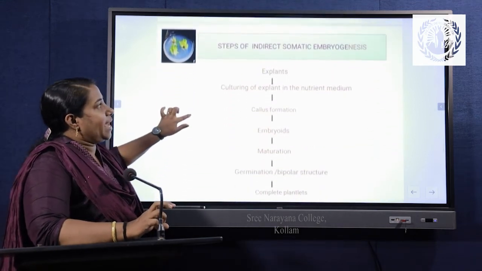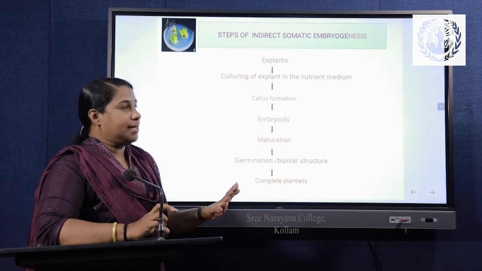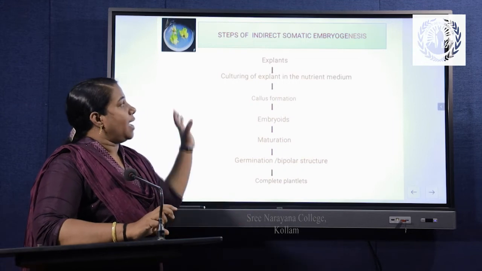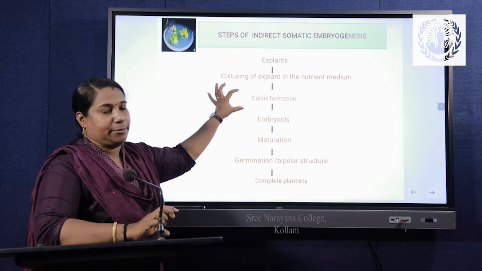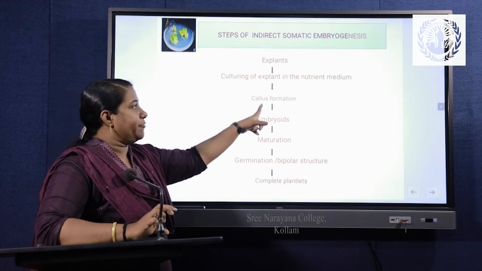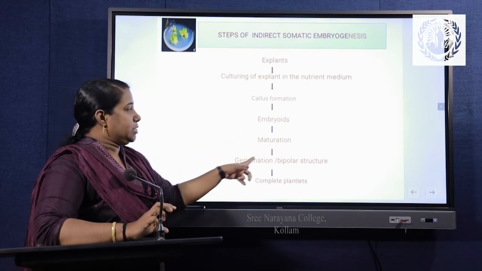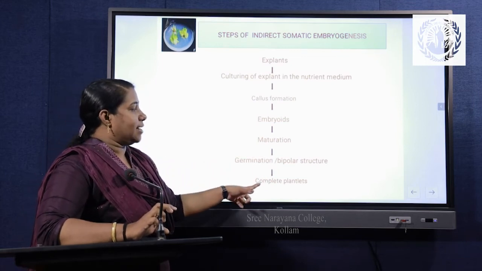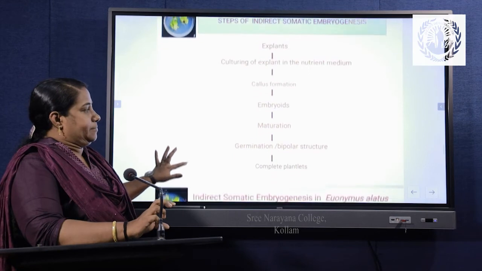Coming to the steps of indirect somatic embryogenesis, here also the explants are taken and cultured in nutrient medium containing auxins, cytokinins and other hormones, and later callus is formed from that. This is the major feature of indirect somatic embryogenesis. Here the embryos are formed from the callus. From the callus the embryos develop and mature, forming a bipolar structure with prominent root and shoot systems, and then complete plantlets are formed. These plantlets are hardened and established in the field.